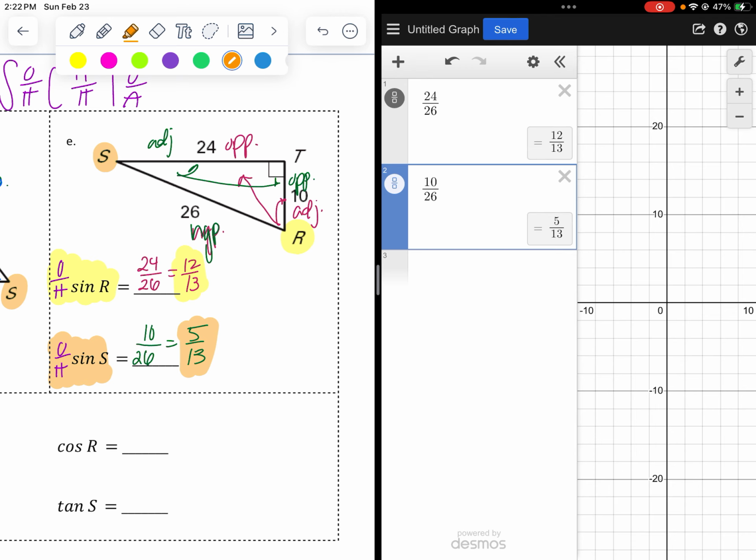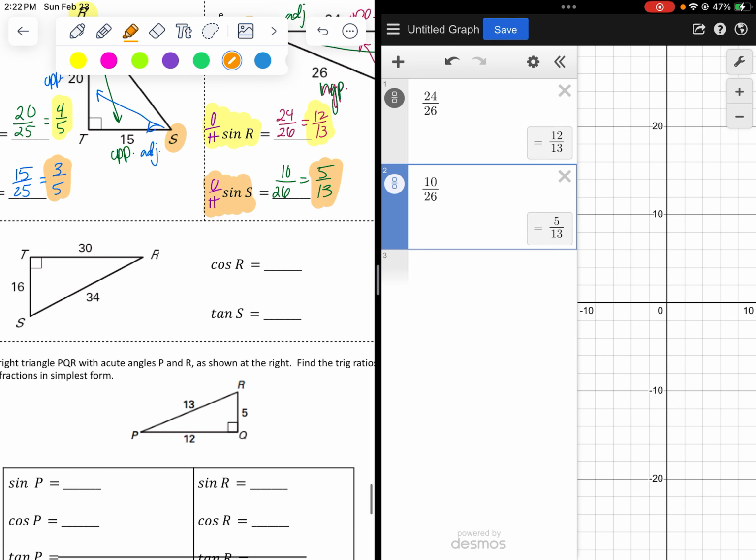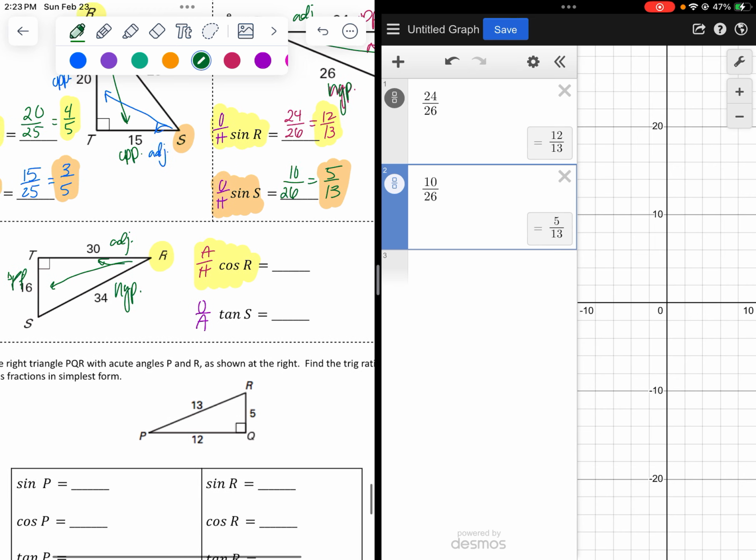All right, 2 more to go, guys. So here we have 2 different reference angles as well as 2 different functions, right? So I have cosine and tangent. Cosine, we know, is adjacent over hypotenuse, whereas the tangent is opposite over adjacent. Okay, so let's go ahead and do the first one. Cosine of R. So here's angle R. I'm going to label my sides. I have the opposite side to be the 16. I have adjacent side to be 30. Hypotenuse to be 34.